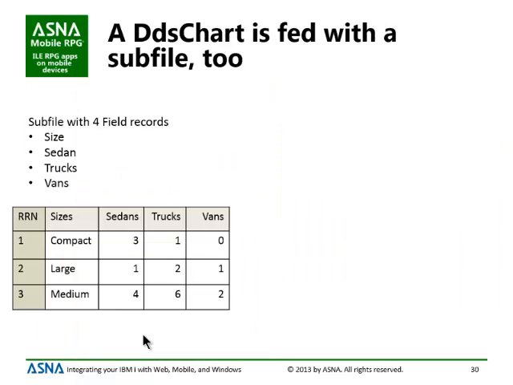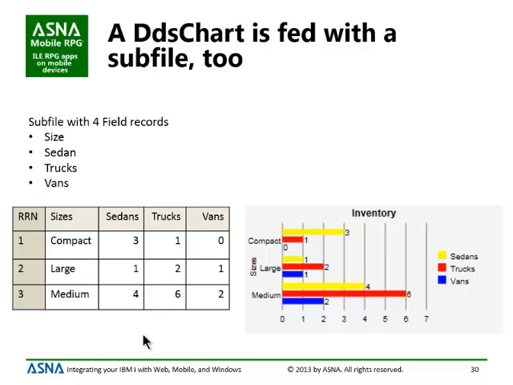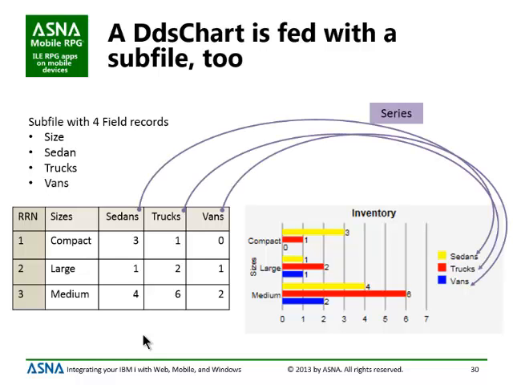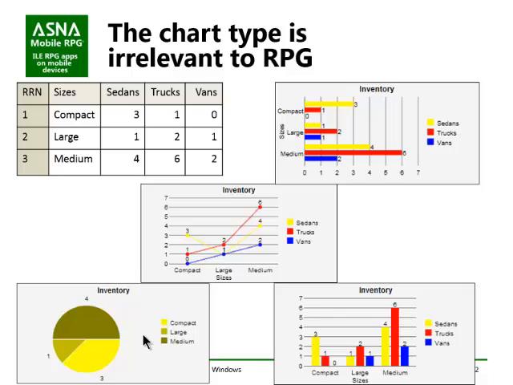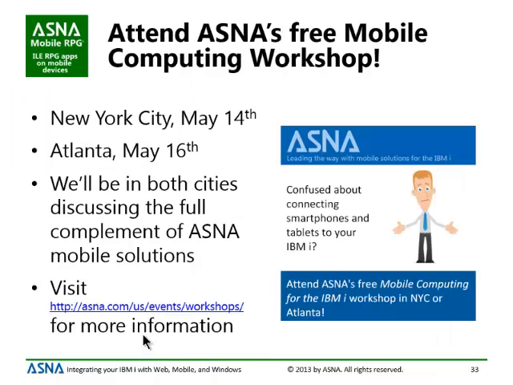The DDS chart is fed with a subfile too. So for example, if we're going to put a horizontal bar chart out that looks like that on the right, it would, in your RPG program, be surfaced as a subfile with 4 field columns. And then that's the relationship shown between the data in that chart and the data in the subfile. The chart type is irrelevant to RPG. The RPG program, in any case, is writing directly to a subfile, but at runtime, we're going to direct that to the various charts, and they'll have their own display personalities.